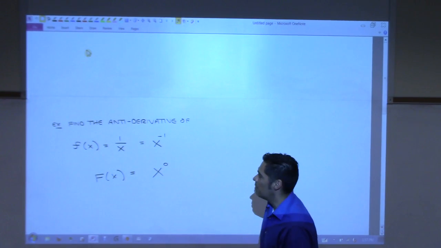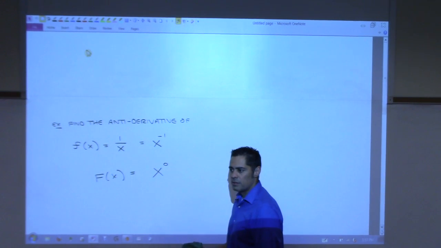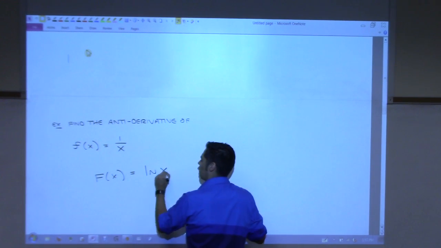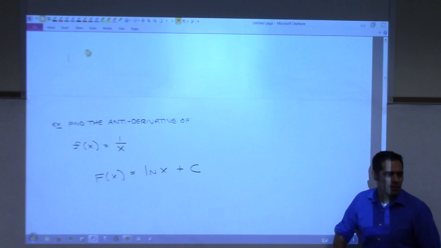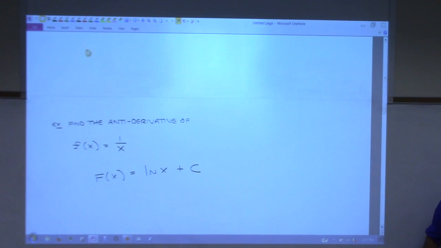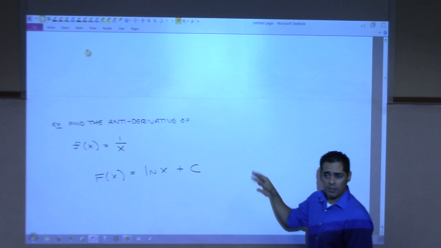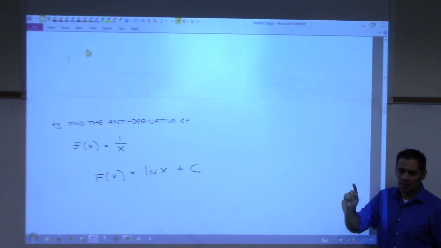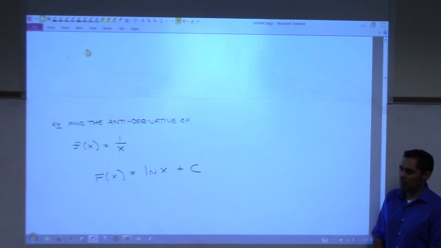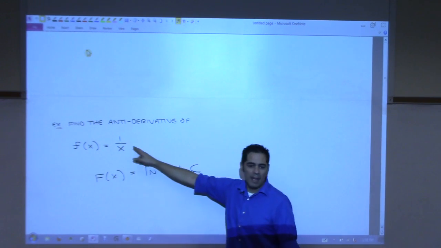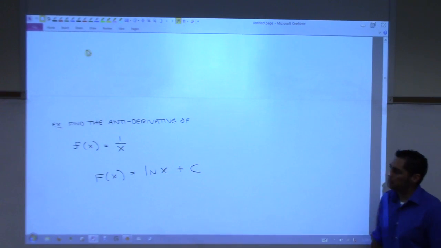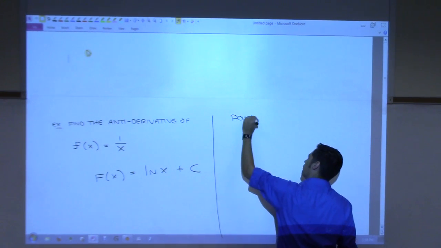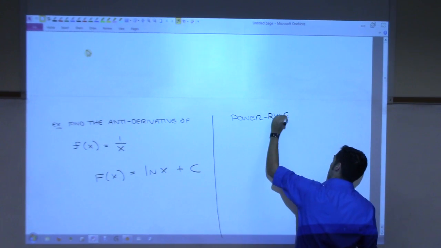That's right. You just need to remember that the derivative of natural log of x is 1 over x, right? So you just need to know that. Natural log x plus c. So that rule that we were using for the powers, that rule works as long as the power is not negative 1. If the power is negative 1, the rule doesn't work. If the power is negative 1 on this x, then the answer is natural log. And that leads me to what's called the power rule for antiderivatives.